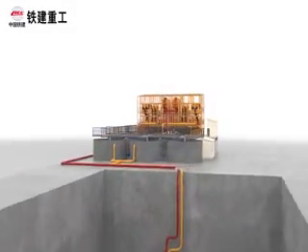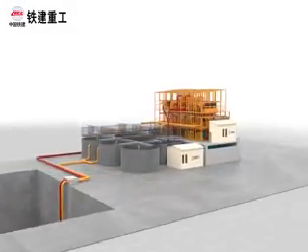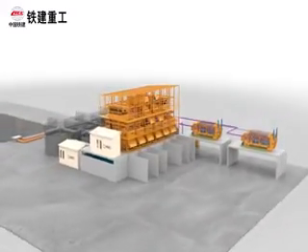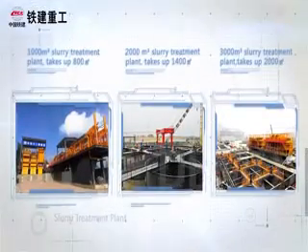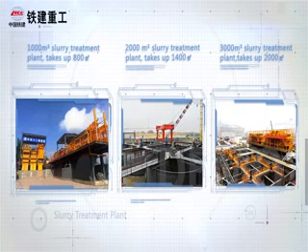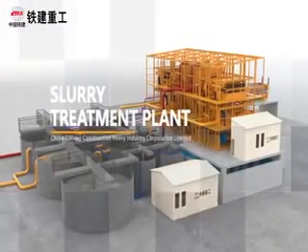Slurry treatment plant (STP), which provides qualified slurry for tunnel construction, is an indispensable equipment to slurry TBM. The equipment has the processing capacity from 1,000 cubic meters to 3,000 cubic meters in order to satisfy different TBM dimensions.